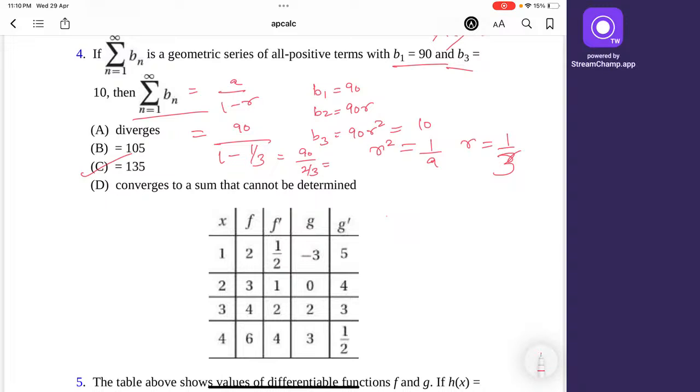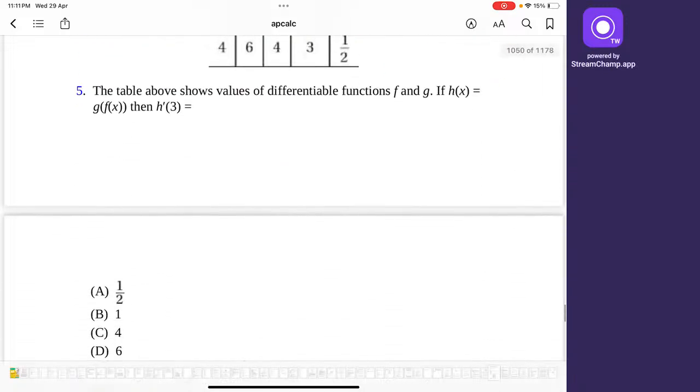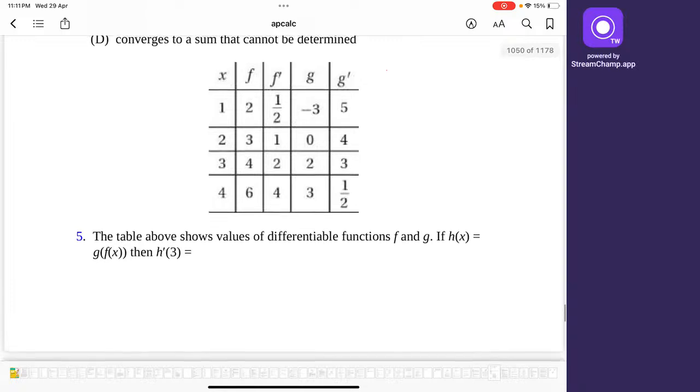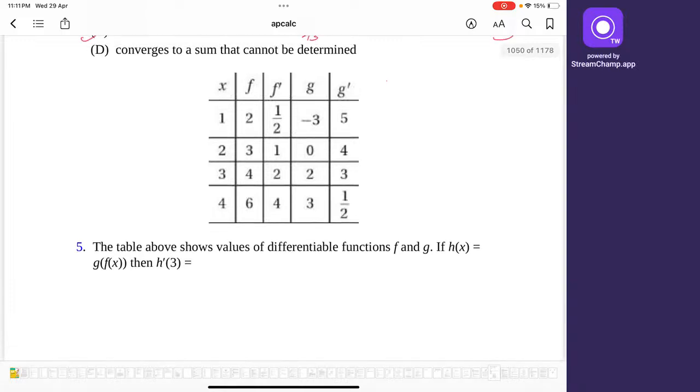Now let's move to the next problem, which is problem 5. The table above shows the values of f and g. If h is g compose f, we have to determine h dash of 3. So let's use the chain rule.